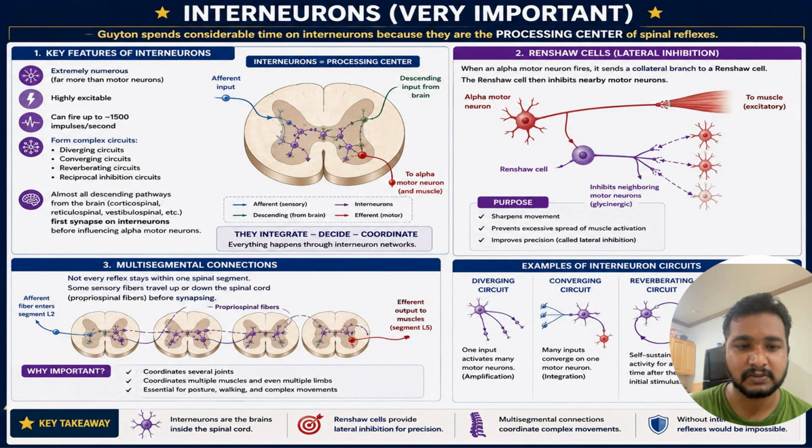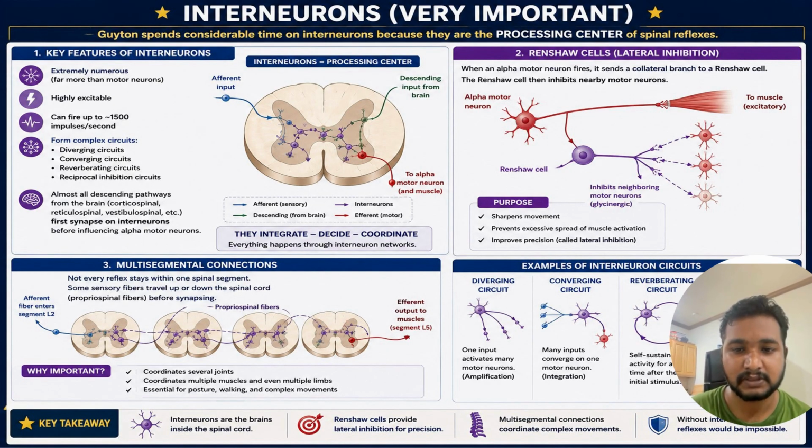One special interneuron you should remember is the Renshaw cell. When an alpha motor neuron fires, it sends a small side branch to the Renshaw cell. The Renshaw cell then sends an inhibitory signal back to the same motor neuron and to nearby motor neurons. This is called recurrent inhibition. Its job is to prevent excessive muscle activity, improve precision, and make movement smooth and controlled.